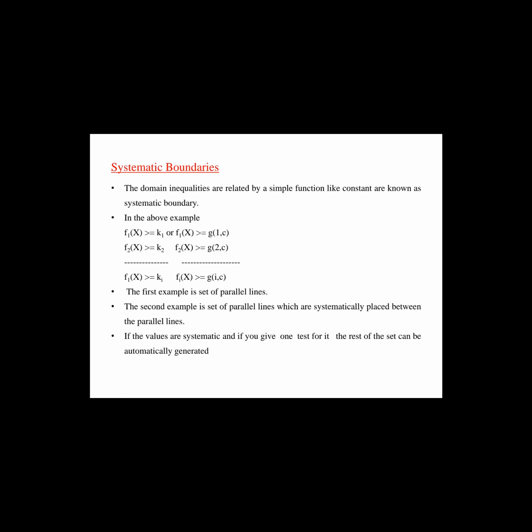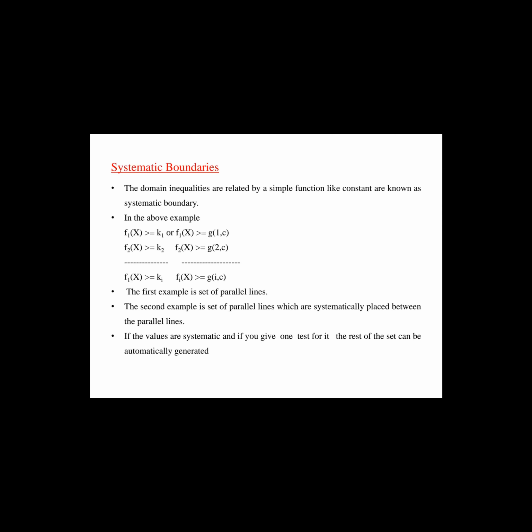If the values are systematic and you give one test for it, then the rest of the tests can be automatically generated. If you do a test for a particular function, it is more than enough. Automatically, the remaining testing will be done systematically because they are parallel to each other. It will execute systematically and generate automatically. The tests will also be produced systematically, one after the other. That is called the systematic boundaries.